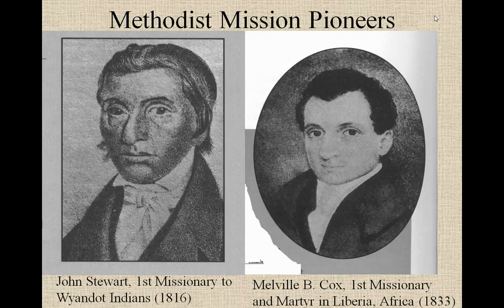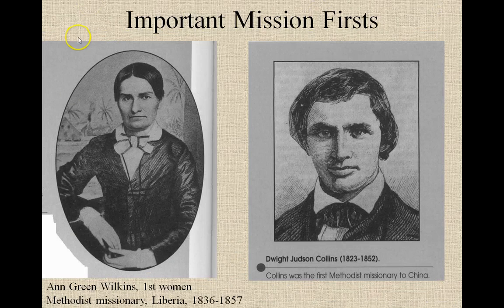His last words were, "Let 1,000 fall before Africa be given up." And this was on his tombstone and also conveyed through the press, and through his letters back to the Methodist Mission Society. And this became the rallying cry for Methodist missions of the 1830s, let 1,000 fall. Not quite 1,000 fell, but others answered the call, and Anne Green Wilkins was the first official Methodist missionary sent by the Methodist Mission Society of 1836.